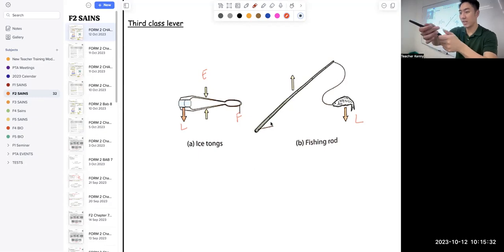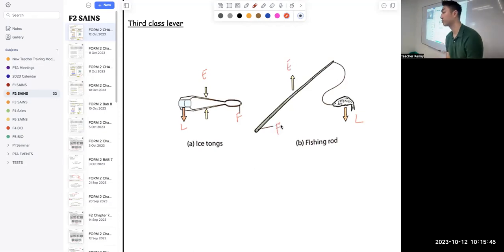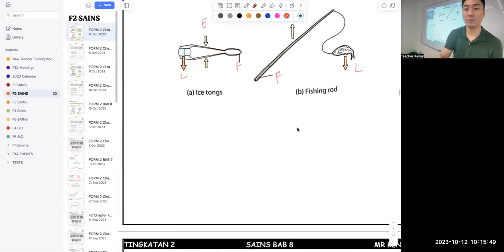Some people even put the hand in front and pull up. So you see, you have the effort in the middle. It's not in the middle, but it's actually closer. That's why I say in between, right? Effort and fulcrum. Now, I want to introduce to you another one. I want you to draw.